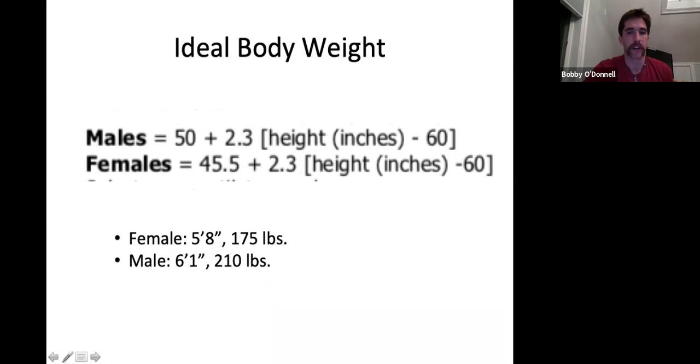So the female that is 5'8", but 175 pounds, and we walk through it here. So they're 68 inches tall, right? So 68 minus 60 is 8. You multiply that times 2.3. And then you add that to 45.5. So their ideal body weight should be 64 kilograms. If you did that based off of their actual weight, you'd have them at 79.5 kilos. So that's actually a pretty significant difference.